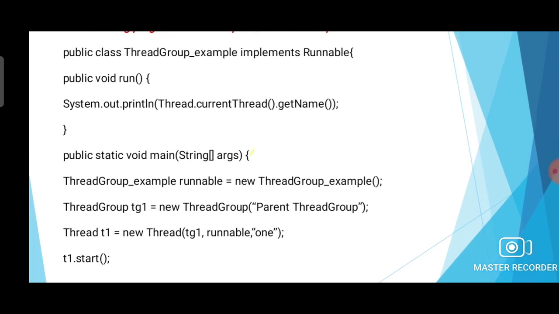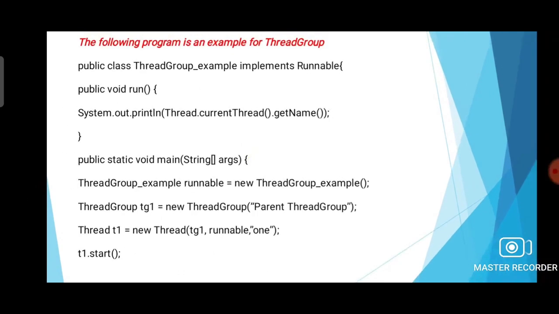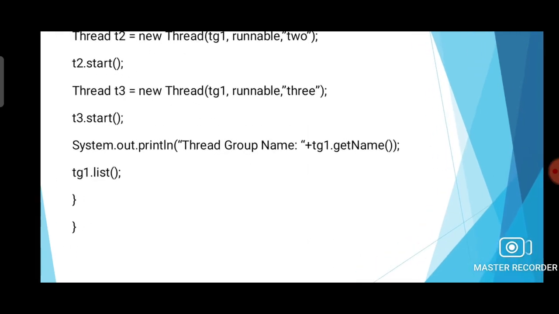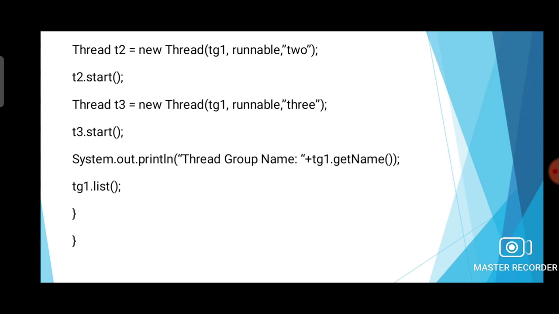Now we are starting our thread, t1.start. So we all know when the thread is started, the corresponding run method will be executed. Inside our run method, we have applied the method to get the name of the current thread. So as a result of the run method, we will get the name of the current thread. Currently the current thread is t1, and the name of the current thread is 1. So 1 will be printed.